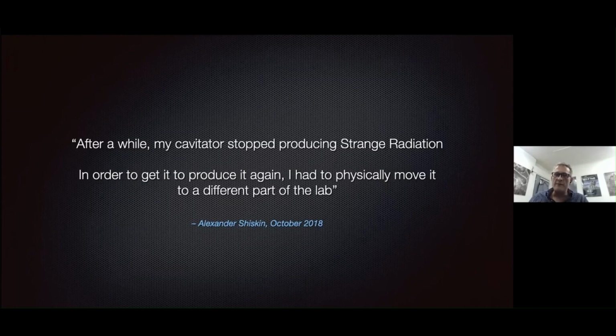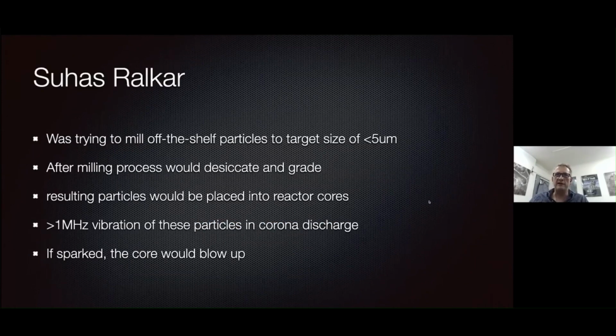Okay, so I'm now coming to the work of Suhas Ralkar. He was trying to mill off-the-shelf particles to produce an energy generator, and he was trying to get them down to a target size of 5 microns. After the milling process, he would desiccate these and grade them to 5 microns or less. The resulting particles would be placed into reactor cores, and then he used greater than 1 megahertz vibration of these particles in corona discharge. Remember what I said about corona discharge?